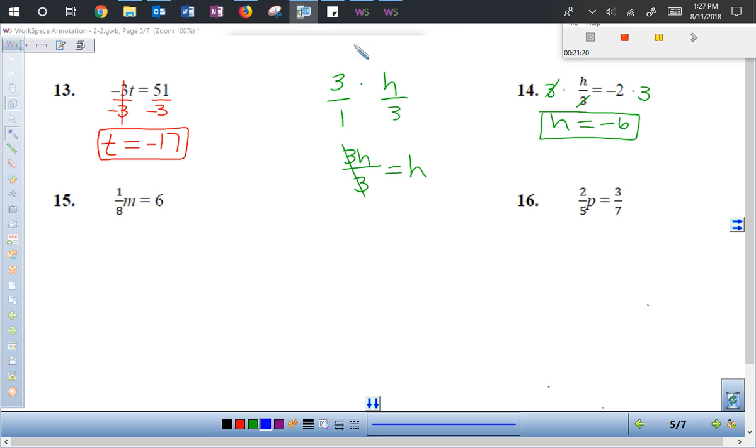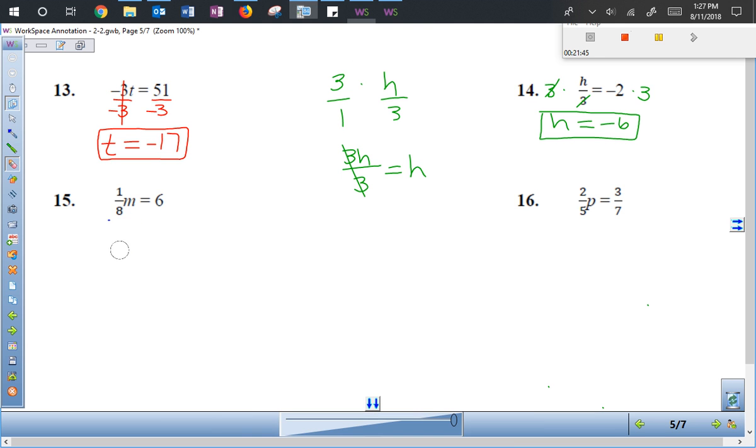On number 15, I have 1/8 times m equals 6. Now here we're working with multiplication, so our first instinct is going to be to divide each side by 1/8 to get the m by itself. However, we never ever divide by a fraction. Instead, what we want to do is multiply by the reciprocal. So instead of saying, I'm going to divide by 1/8, that's not okay. If you do that, I will take off points. Instead, we need to multiply by the reciprocal of 1/8, which is just 8 over 1, or 8.